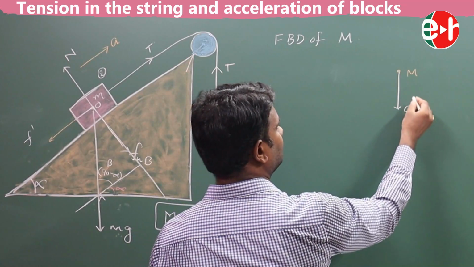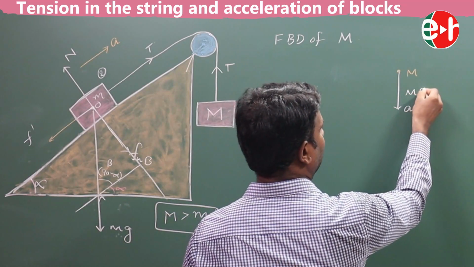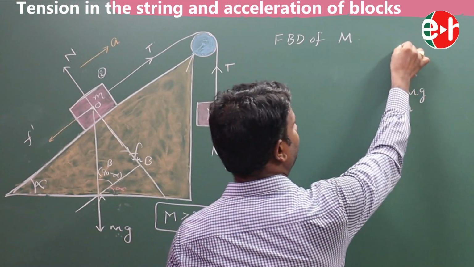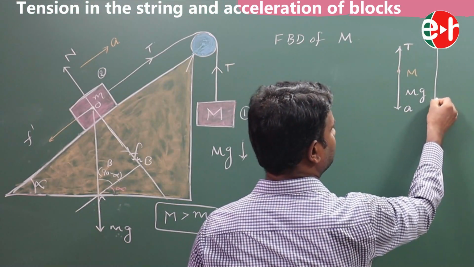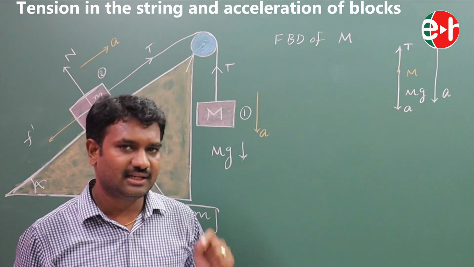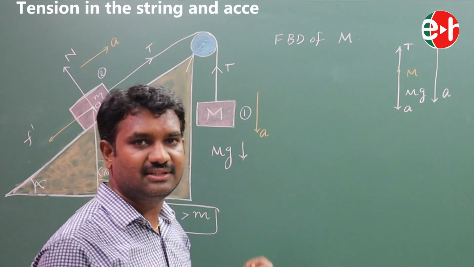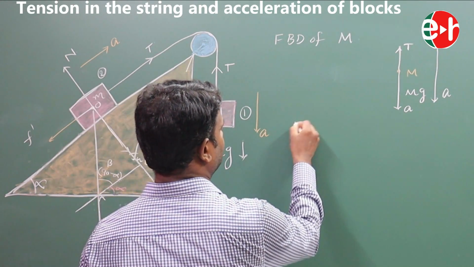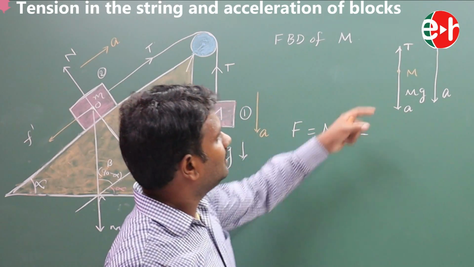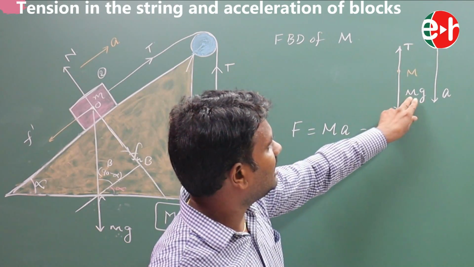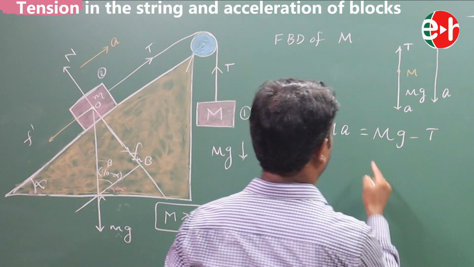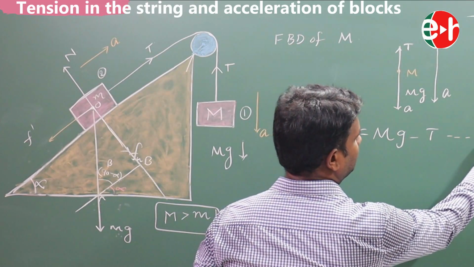What are the forces acting on it? Capital Mg is acting in the downward direction. Tension is acting in the upward direction. As a whole, the system is moving in the downward direction with an acceleration A. That's why we say that the net force is acting in the downward direction. If I write the equation, net force F is equal to M into A, which is equal to, as the whole body is moving in the downward direction, Mg must be greater than tension. That's why capital Mg minus tension is equal to MA. Say this is equation number 1.